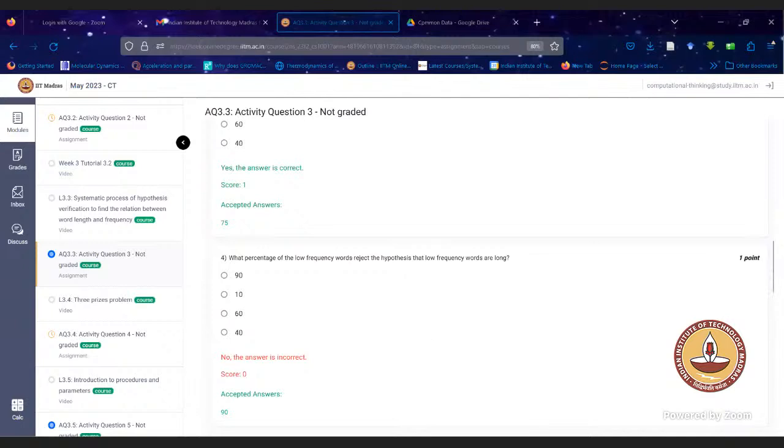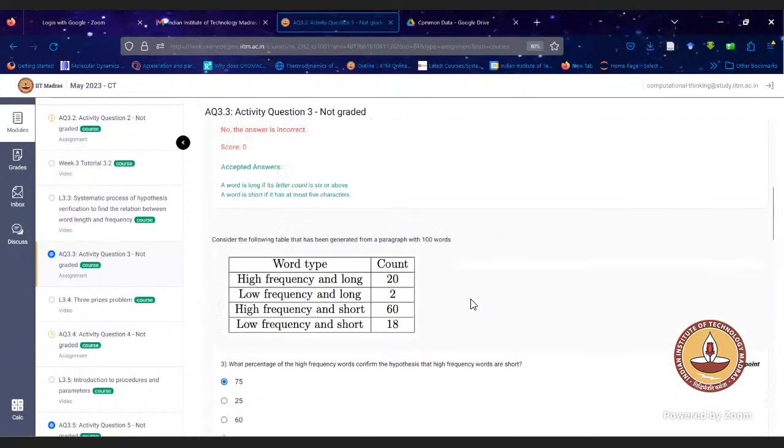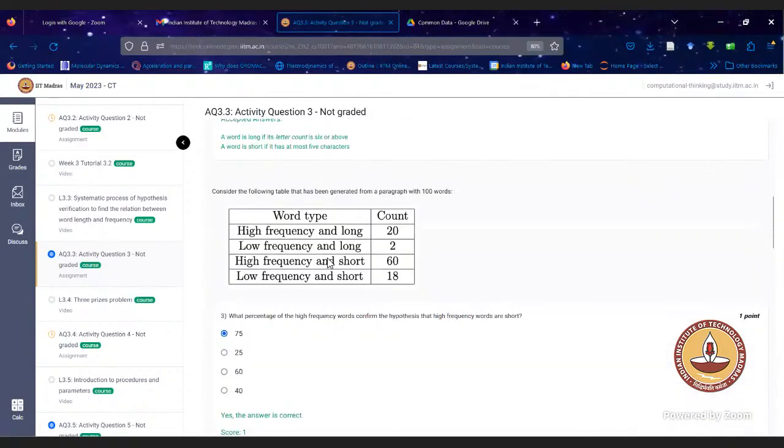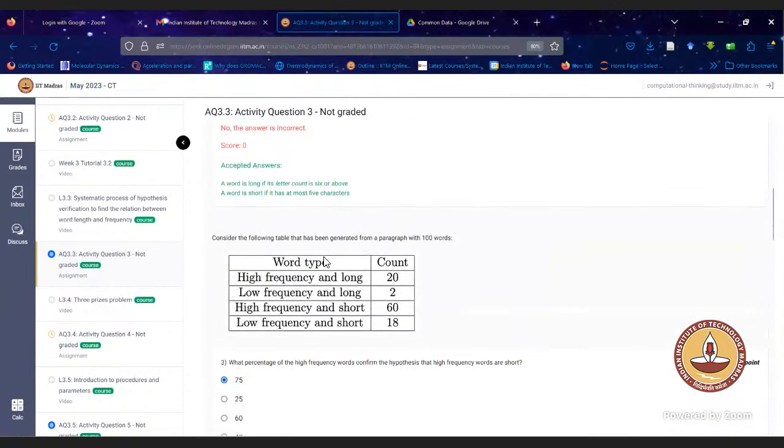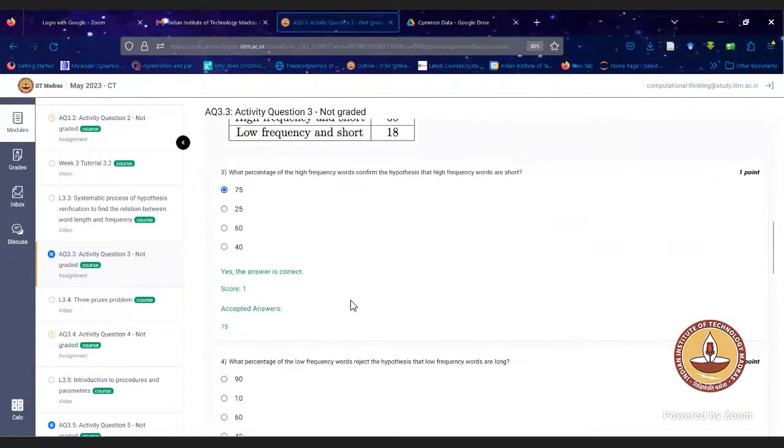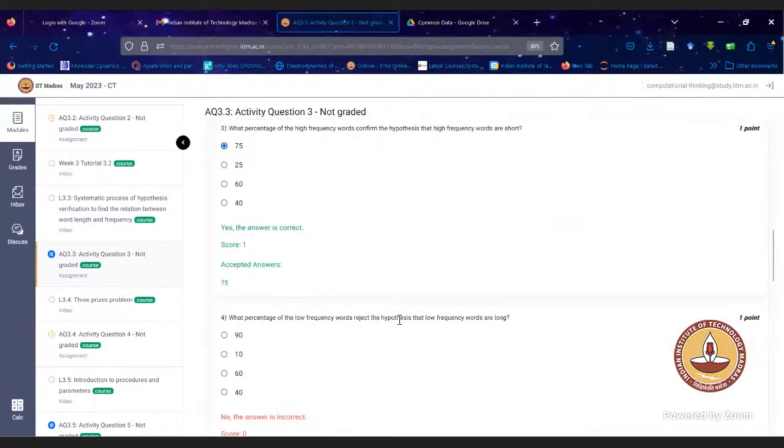From the table, sir, those data are given, sir. From there, we can compute. So the data is given in the question. Okay, here. This is it. Yes, sir. Consider the following table that has been generated from the paragraph with 100 words. What type? High frequency and long, low frequency. And so what you want to reject is that low frequency words are long.